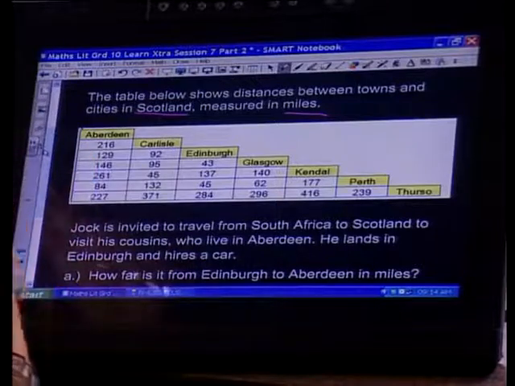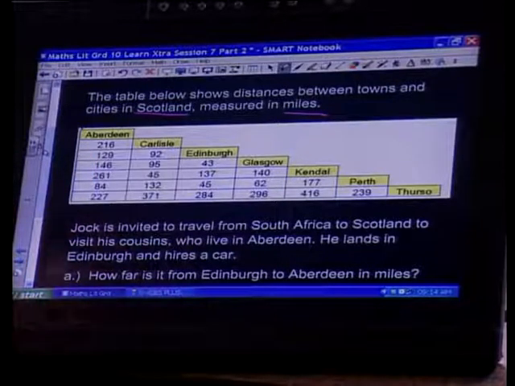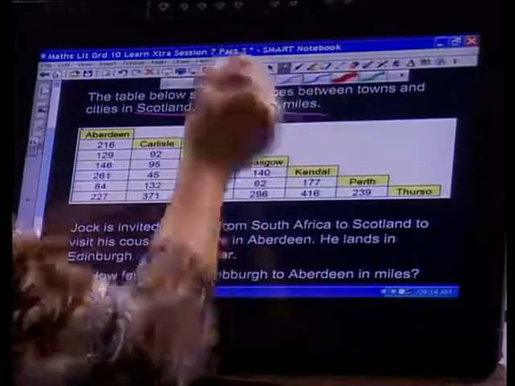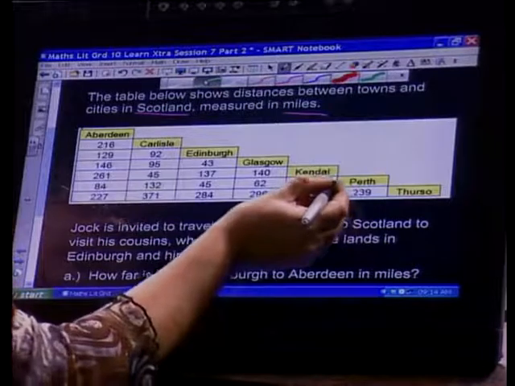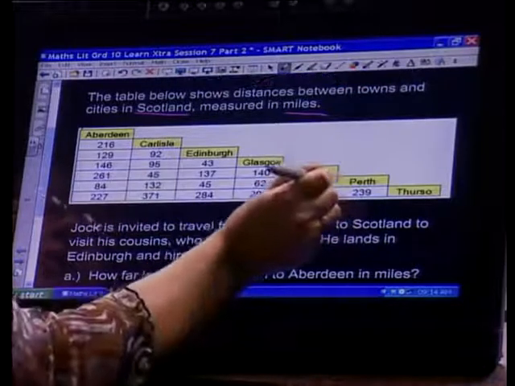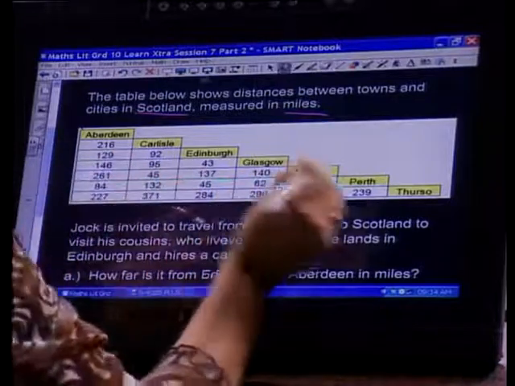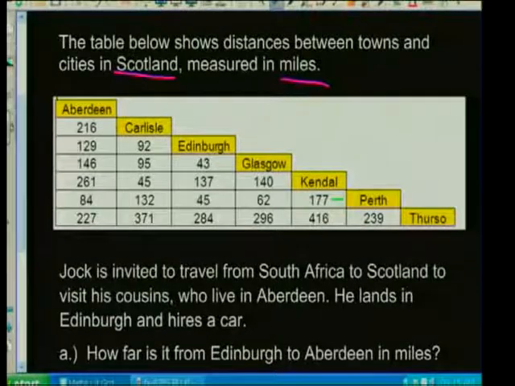How do we read this distance table? Well, what we do is we take from one town to the other. So let's just look at one example quickly so I can show you. Perth is 177 miles from Kendal. So from Perth to Glasgow is 62 miles. And if I want to know from Aberdeen, what I do is I draw a line down from Aberdeen and draw a line across to Perth, and I read that value and I see that it's 84 miles.